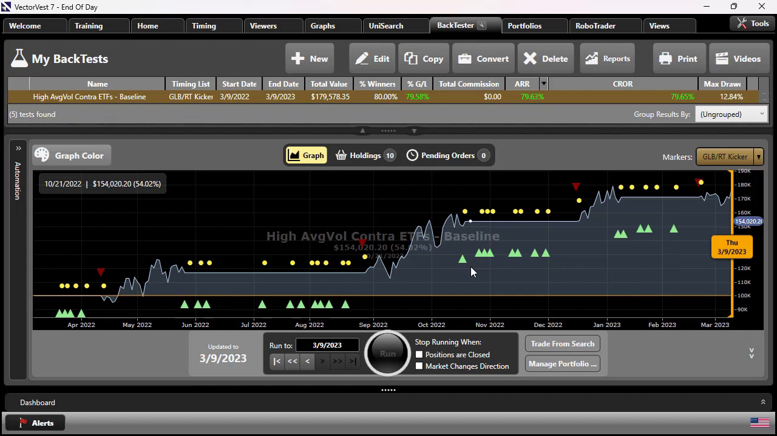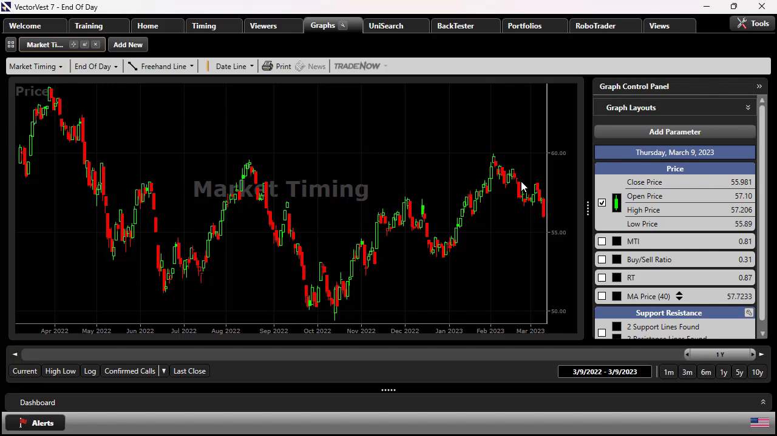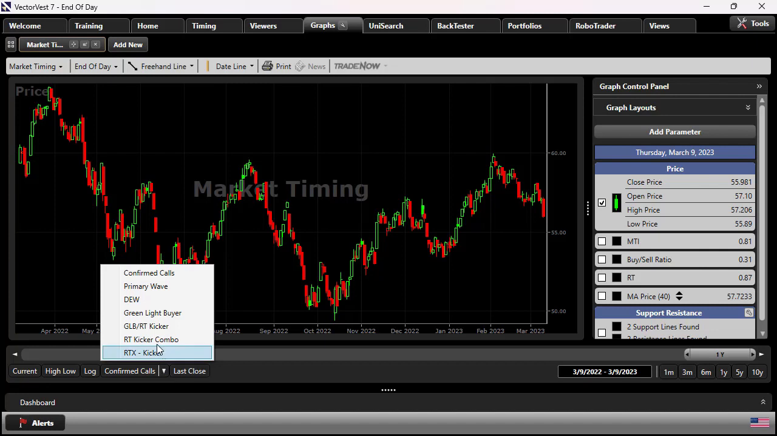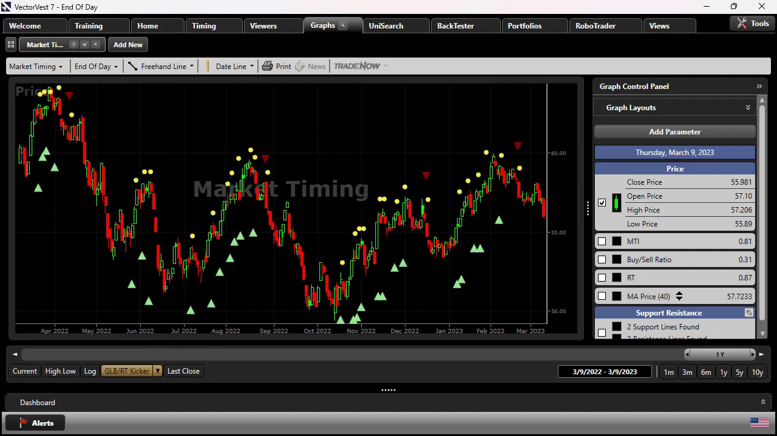So let me try to demonstrate why this market timing signal was the most successful of the signals available to us, and support Steve's admonition that we want to trade with the market's trend. So let's take a look at a market timing graph. I'm simply looking at the price over our same 1 year time frame, and let's put on our Green Light Buyer RT Kicker timing signals. So starting from the left side, we had our first confirmed down call on the 12th of April. And notice the big move, the extended move to the downside that we enjoyed, even though it had some volatility in it.